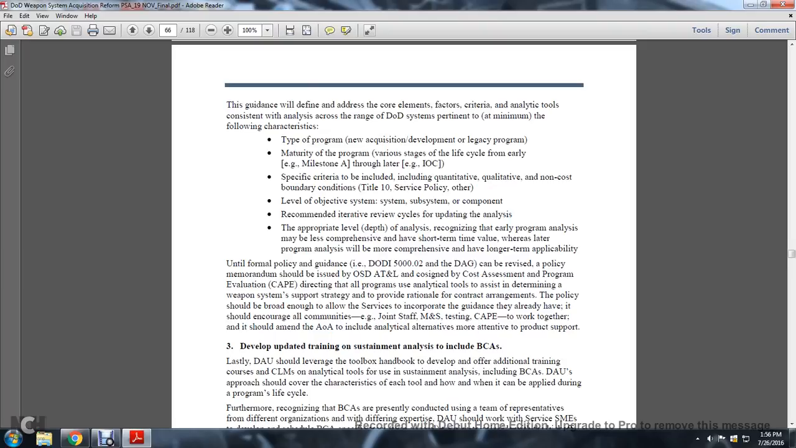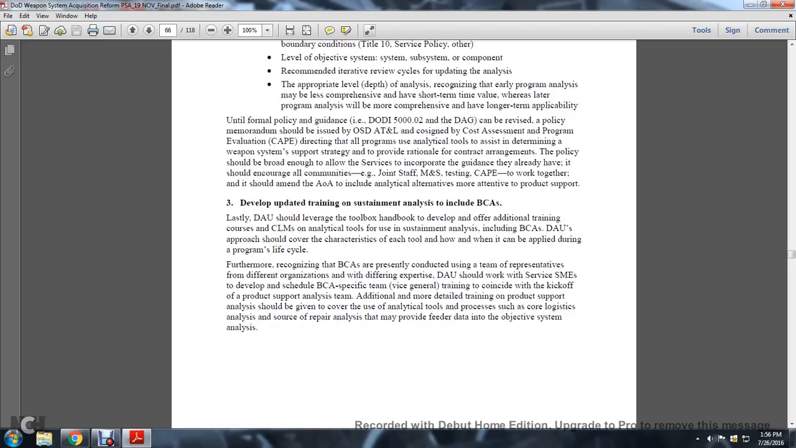The policy should be broad enough to allow the services to incorporate the guidance that they already have. It should also involve the communities of Joint Staff, M&S, testing, and CAPE to work together on the alternatives analysis, including all analytical alternatives more attentive to product support.